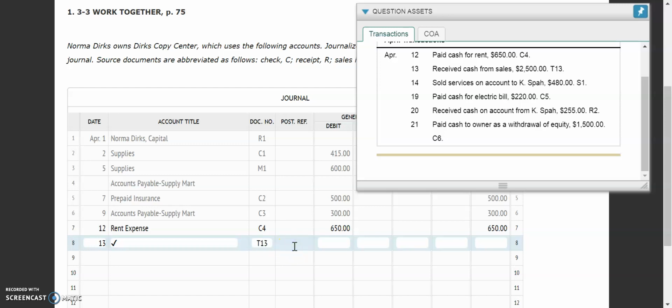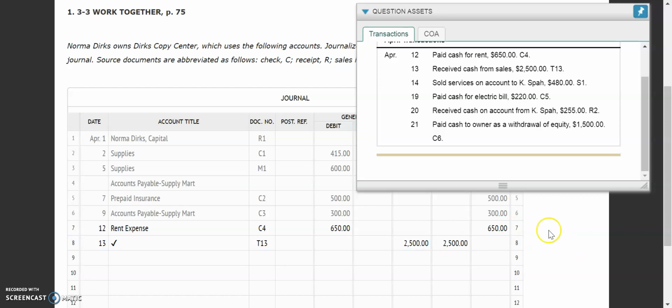Now remember, at this point in our journaling, we have not talked about the post reference. You might see in your book that they put a check mark here. We don't have the option to do that yet. We will once we get into chapter 4. So then we just need to put in our amounts, make sure we're in the correct column, sales credit for $2,500 and cash debit for $2,500.